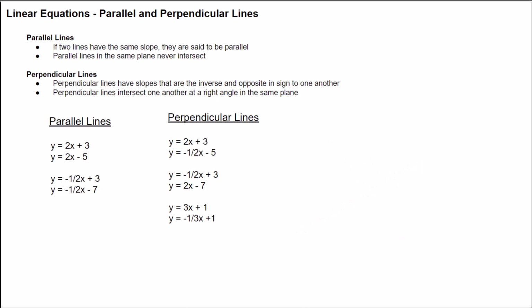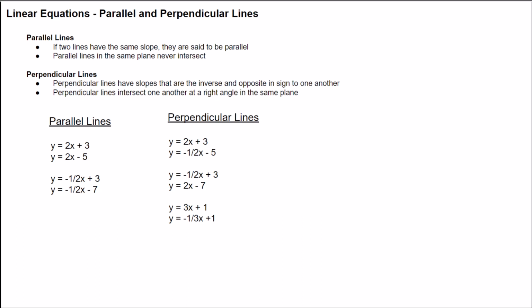Two lines are said to be parallel if they have the same slope. They must also be in the same plane, in our case the two-dimensional plane of the xy coordinate system, and they must also never intersect. Perpendicular lines, on the other hand, have slopes that are the inverse and opposite sign to one another. In addition, they intersect one another at some point at a right angle in the same plane.